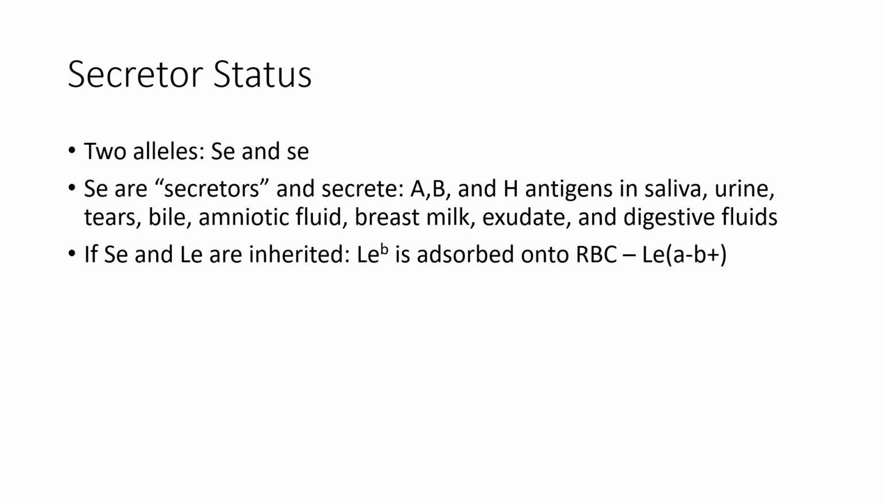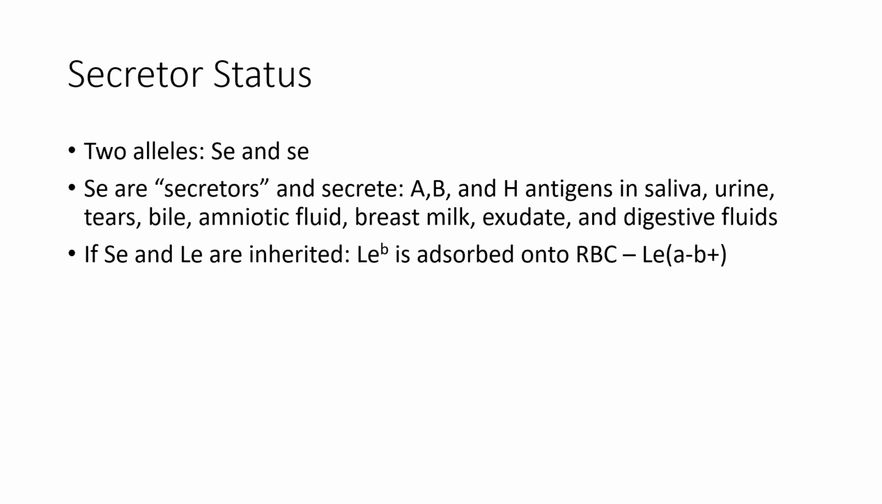Secretor status involves the ABO blood group, the Lewis blood group, and also the SE gene. The SE gene has two alleles, big SE and little se. Big SE are considered secretors, and they secrete A, B, and H antigens in saliva, urine, tears, bile, amniotic fluid, breast milk, exudate, digestive fluids. Pretty much any fluid you can think of, these A, B, and H antigens will be secreted.